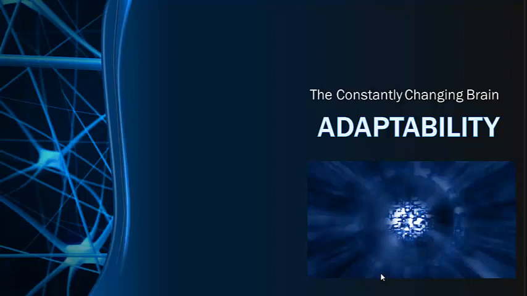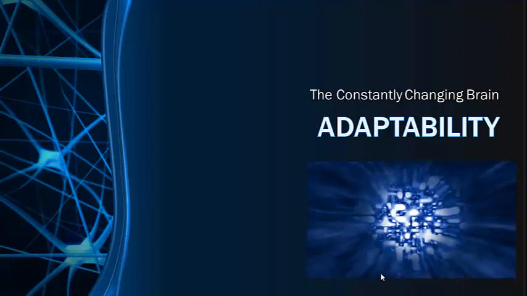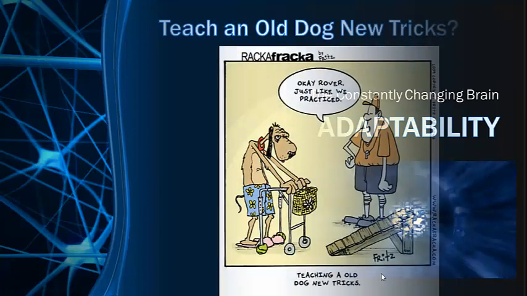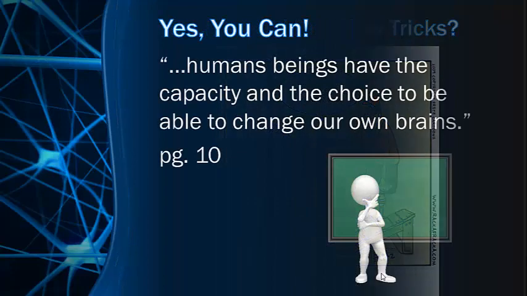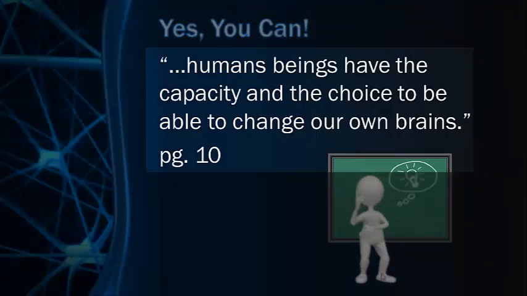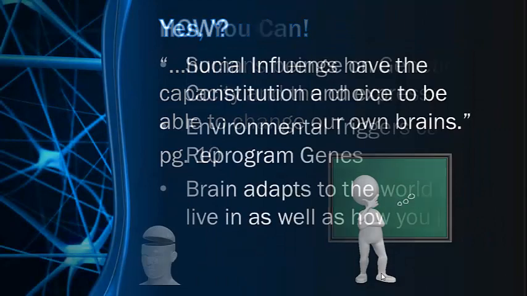One of the most interesting things about the brain is its adaptability, how it can constantly change and adapt to new situations. You ever ask yourself, can you really teach an old dog new tricks? Well, according to research, it seems that you can. Human beings have the capacity and the choice to be able to change our own brains. This is a fascinating and important fact.